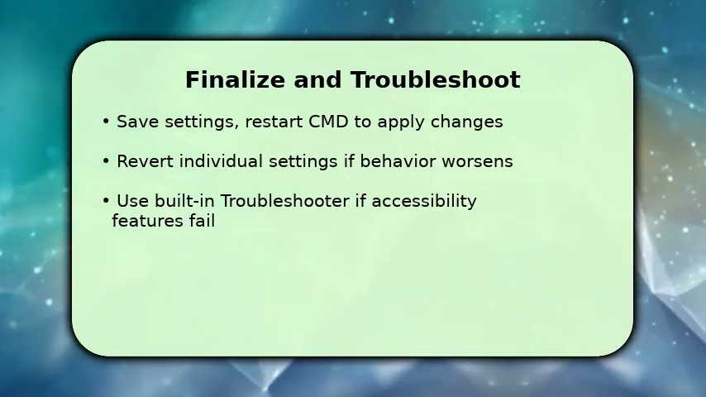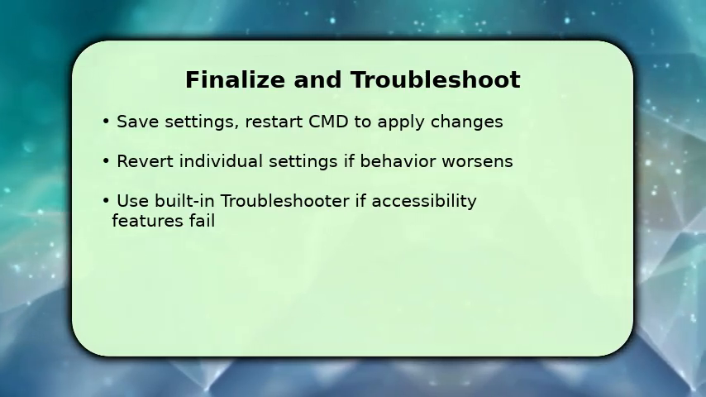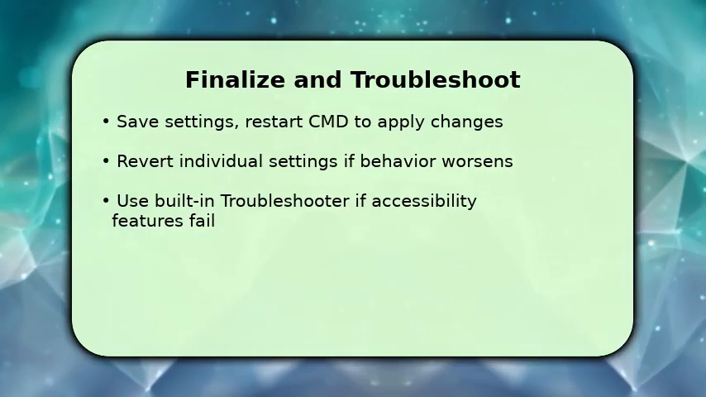If features still fail, run the Windows Accessibility Troubleshooter from Settings to detect conflicts, and make sure third-party utilities aren't overriding your changes before trying again.